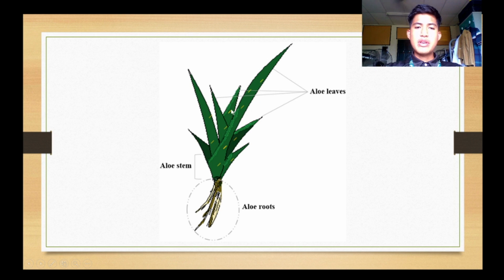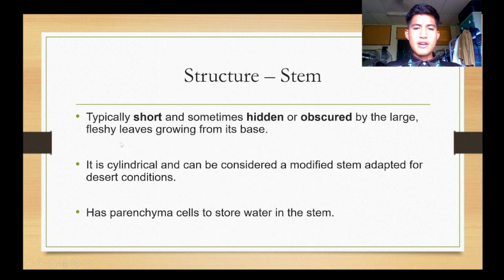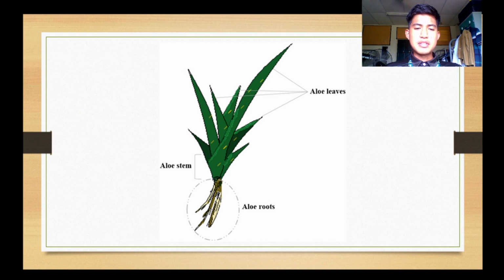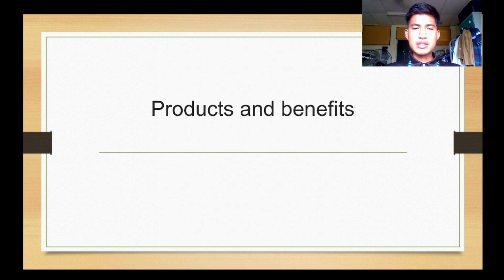So this is the diagram of aloe vera. At the top here we have the leaves, which are very big and what we all want, specifically the gel inside. And then the stem. The stem is very short, and as you can see here, it's almost hidden as the leaves are covering it. And then there are also the roots of the aloe vera. It uses a fibrous root system. So now we'll get to the products and benefits.